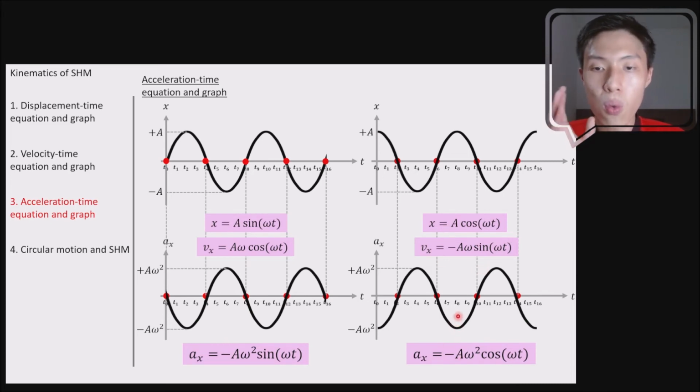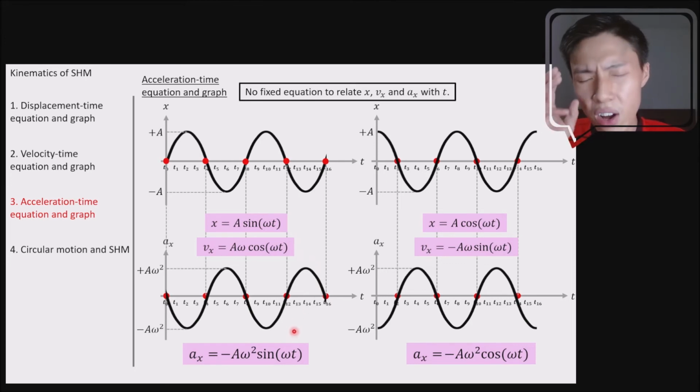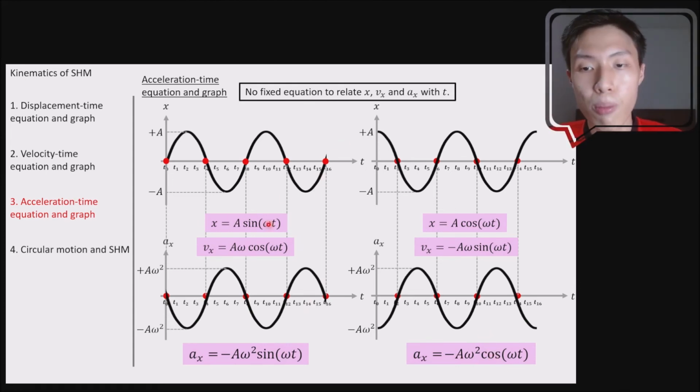Okay, so one of the main points that I want to deliver here is that there's no fixed equation to relate between x and t, v and t, and a and t. It all depends on how the object starts oscillating, whether it starts from the equilibrium position or it starts from the amplitude. Again, to determine the actual equation, you have to go through the differentiation process yourself. You cannot say, oh, acceleration must be sine or acceleration must be cos. No, you have to do the differentiation. From x, you differentiate to get v. From v, you differentiate to get a. That's how you obtain the equation to relate between acceleration and time.